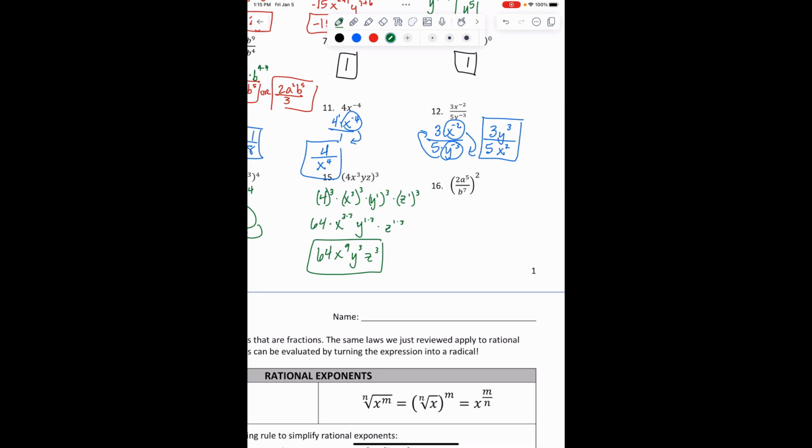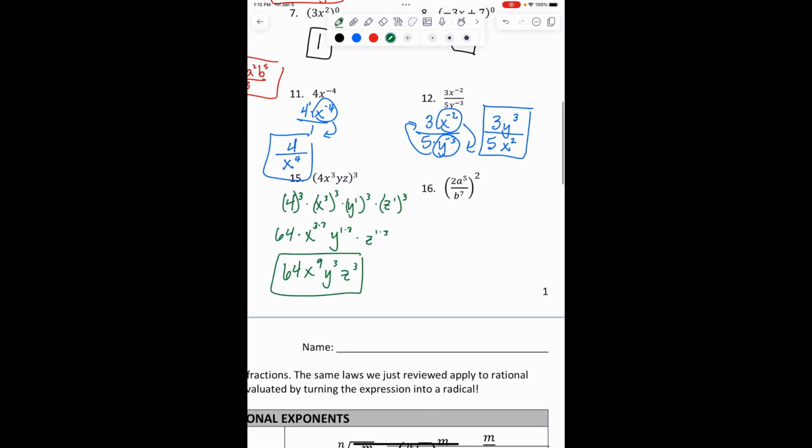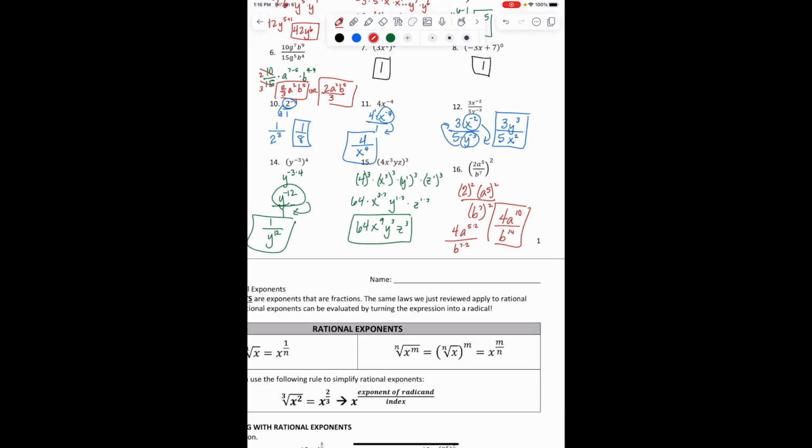And then same thing goes with fractions. If you have a fraction raised to a power, just like this, everything in this set of parentheses needs to be, in this case, squared. Right? So all of this stuff in here needs to be squared. So 2 squared is 4. A to the 5th squared, right? Power to a power. So multiply. And then b to the 7th squared in the denominator, so we multiply. So 4a to the 10th over b to the 14th is what we end up with, all right? So again, these are all laws of exponents you talk about in Algebra 1.